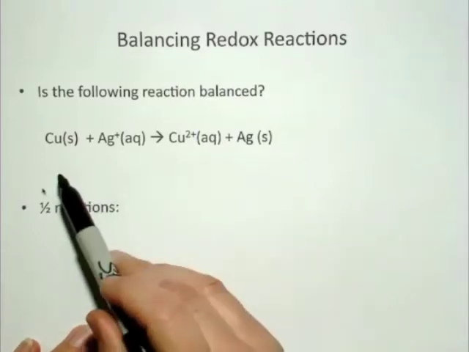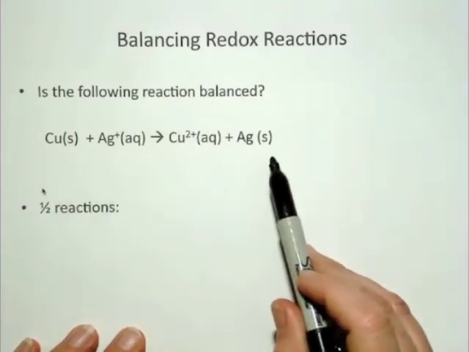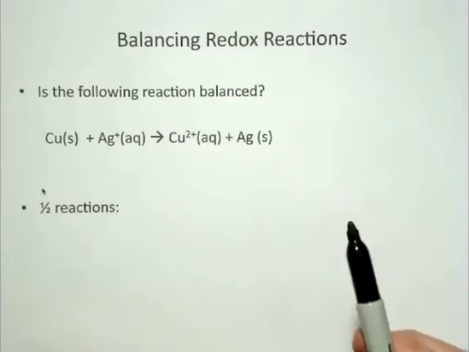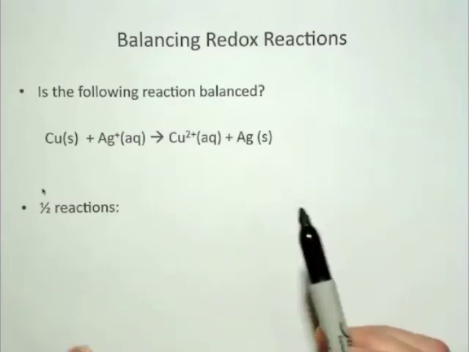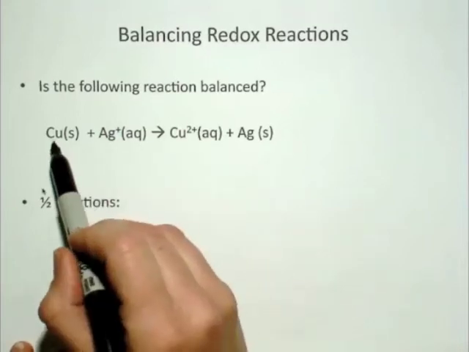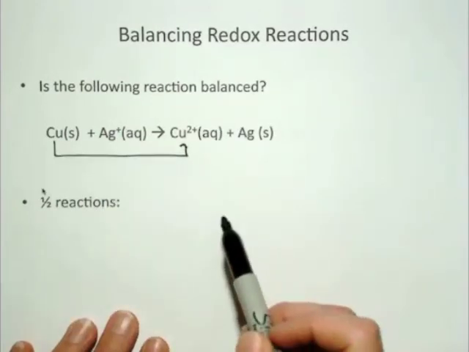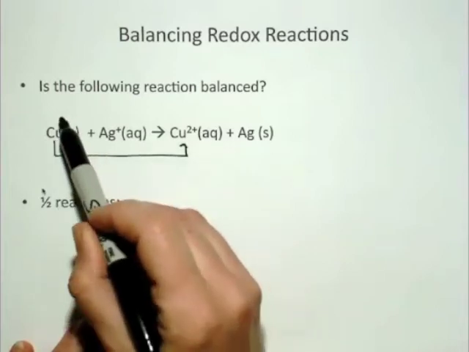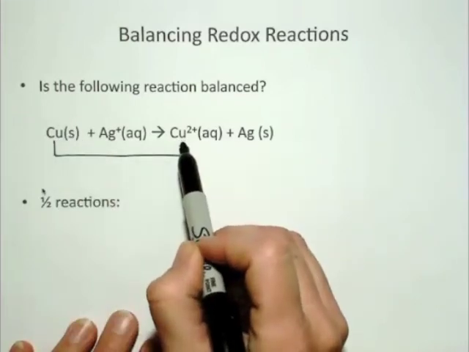1 copper plus 1 silver ion gives 1 copper ion plus 1 silver. And at first glance, it does look balanced. But let's take a closer look. Let's write down the half reactions. First of all, the copper is going to copper 2+. So this must be going from a 0 oxidation state to a +2 oxidation state. So this is undergoing oxidation.